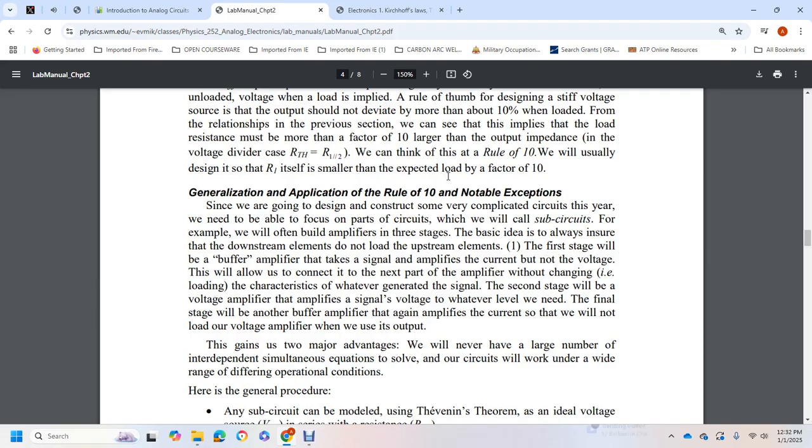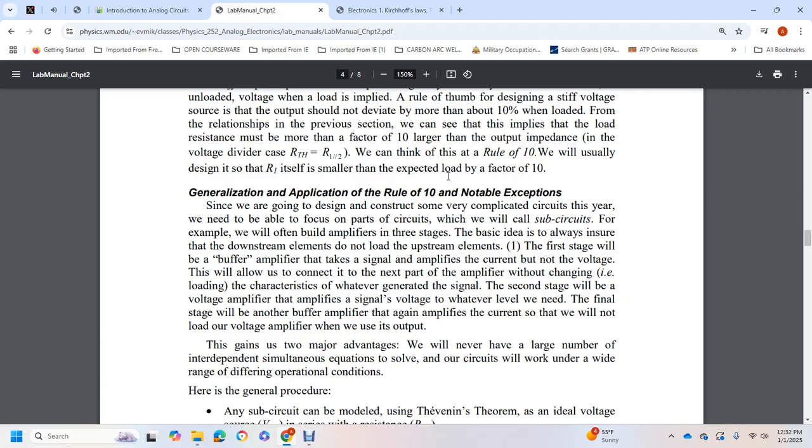Since we are going to design and construct some more complicated circuits this year, we will focus on parts of circuits which we call subcircuits, for example a three-stage amplifier. The basic idea is always to ensure downstream elements do not load upstream elements. The first stage will be a buffer amplifier that amplifies the current, not the voltage, so that connecting the next stage does not change the loading characteristic.